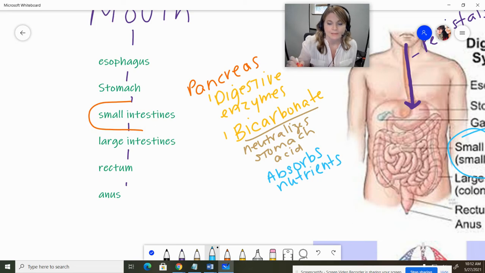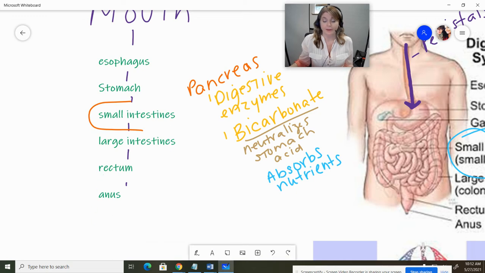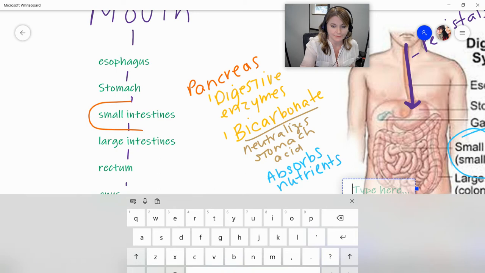Okay. So then, as it makes its way past the small intestine to the large intestine, oh, by the way, I forgot an accessory organ. Another accessory organ associated with the small intestine is something called the liver. So you may have heard of the liver before.